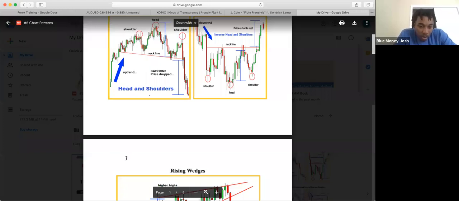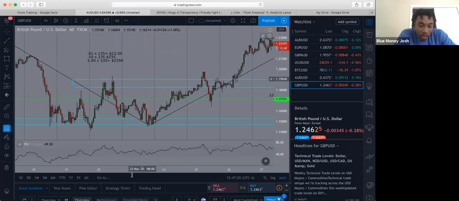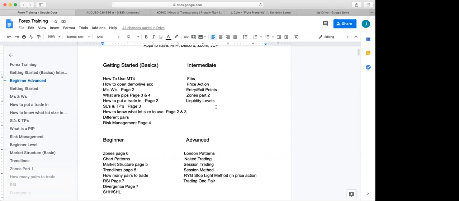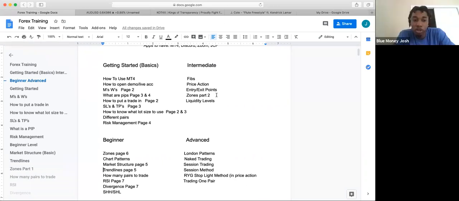And then we went over these. So we got through zones, chart patterns, market structure, trend lines. We'll go over these next four in the next one, and then you'll be done with beginner. Once we master these, because you're learning it, but it takes a little time to master it. Once you master it, then we can go on to the intermediate stuff. Once you get past here, you should be able to make money on your own.